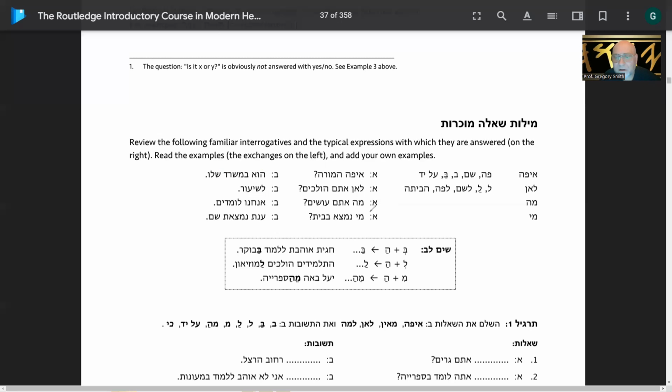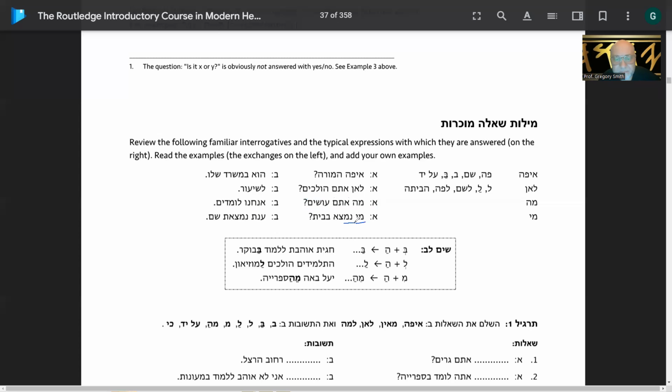Okay, here's this one. Ma, what atem osim? So I think osa is making or doing. So what are you all, atem osim? Are you all doing? What are you all doing? And the answer is anachnu lomdim. We are studying. I think that's what that says there. Anachnu lomdim. Yeah, that's right. אנחנו לומדים. Yeah, anachnu lomdim. We are studying.